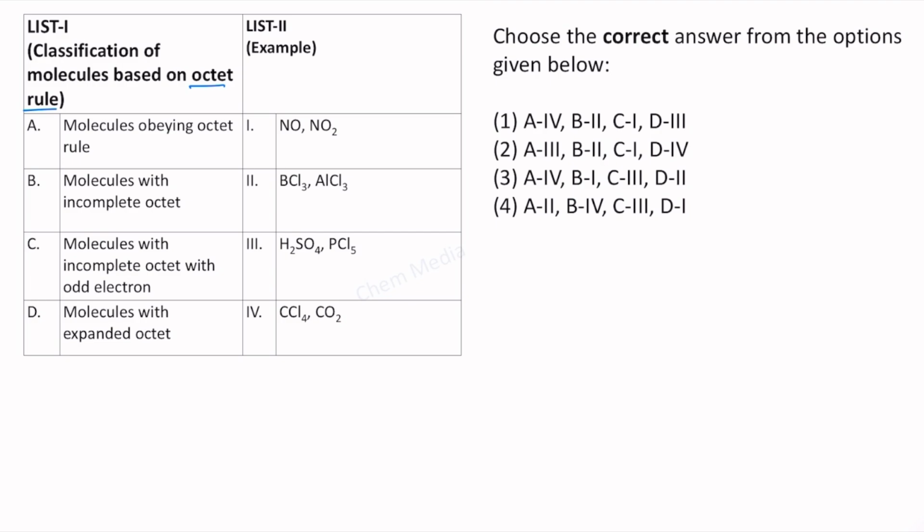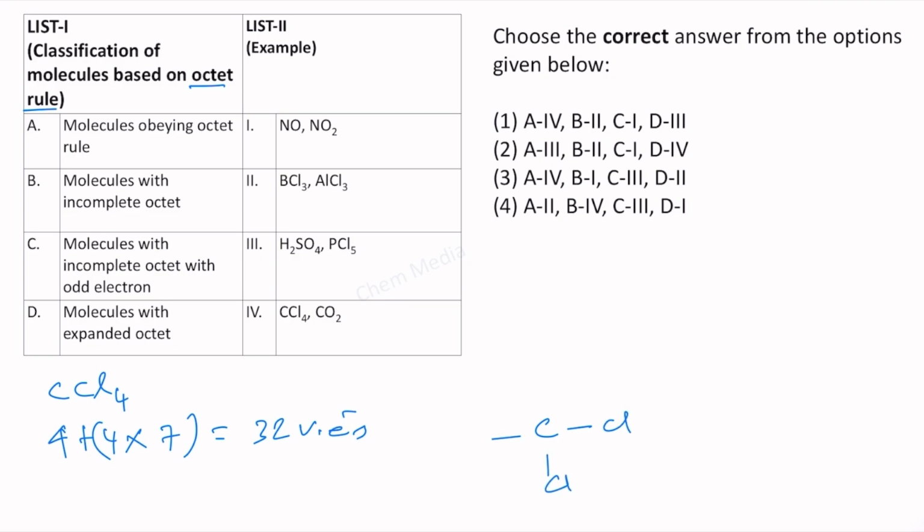Molecules obeying the octet rule. That should be CCl4 and CO2, because in CCl4 we have how many valence electrons? We have 4 valence electrons for carbon and 7 valence electrons for each chlorine atom. Altogether we have 32 valence electrons. We can make 4 bonds with chlorine, that accounts for 8 electrons, and the remaining 24 electrons we can distribute as 3 lone pairs each for the 4 chlorine atoms. In that way we account for all the valence electrons.